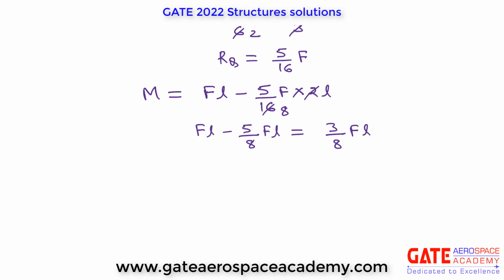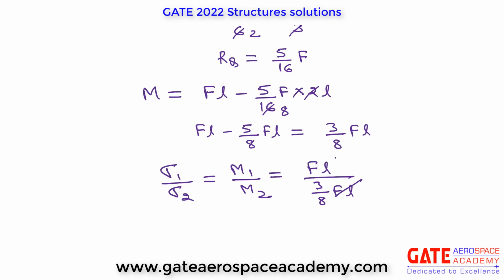So bending stress sigma 1 divided by sigma 2 is equal to M1 by M2. So M1 is FL, M2 is 3 by 8 FL. This will get cancelled out. It will be equal to 8 by 3. So the bending stress at P for case 1 divided by bending stress at P for case 2 is equal to 8 by 3, 2.7.